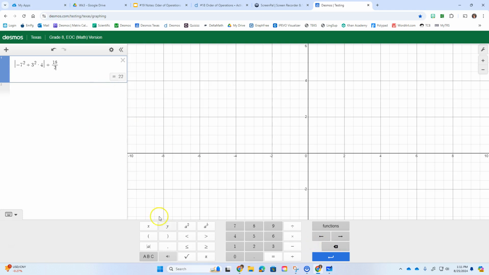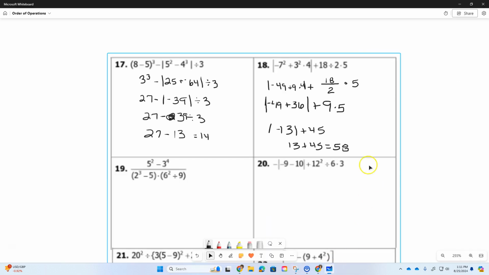So be sure you get out of the denominator before you do ×5, because the order of operations tells me to do that. Desmos tells me the answer is 58. I got 58, so we're good to go.